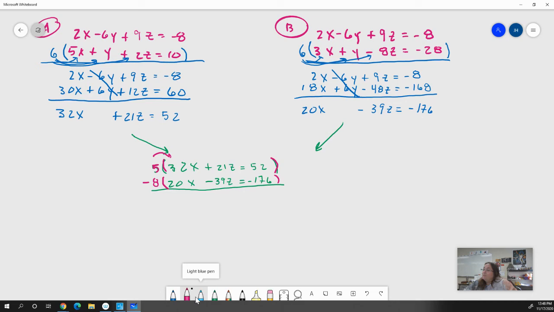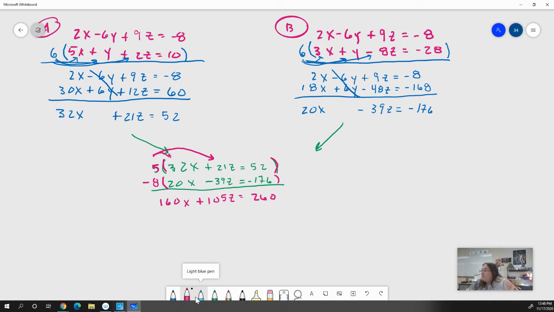5 times 32, well, we know by design that that equals 160x. Then we're going to go 5 times 21. That is going to equal plus 105z. 52 times 5 equals 260. And then we're going to do the same thing for the bottom one.